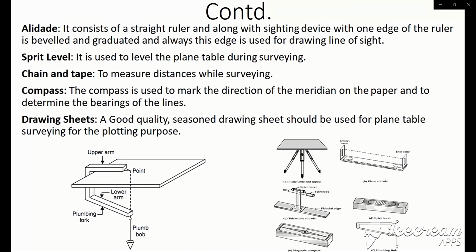Then moving on to compass. Compass is used for marking the direction of the meridian on the paper and to determine the bearings of the lines. Then we have drawing sheets. A good quality seasoned drawing sheet should be used for plane table surveying for plotting purposes.